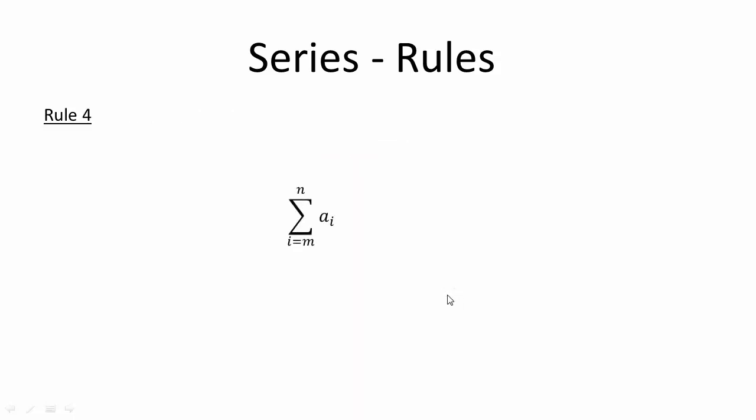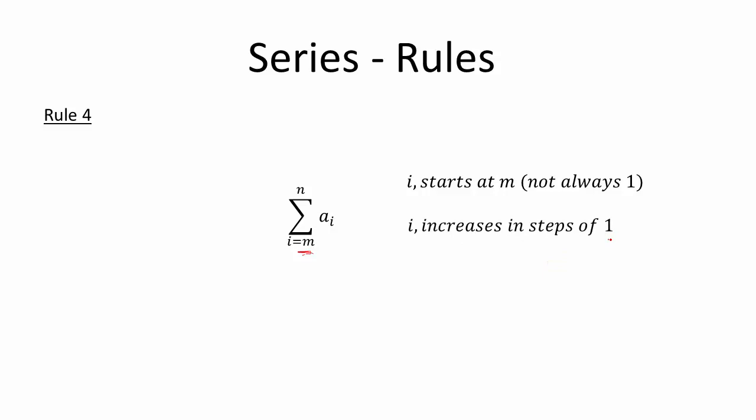Now lastly, again not another rule, I just want to tell you more about sigma notation. For the values of I, it will start at m, it doesn't always have to be 1, and that's down at the bottom here. For the values of I, it will increase in steps of 1. It always increases in steps of 1. And lastly, it will always end at n, and that's the value on the top.